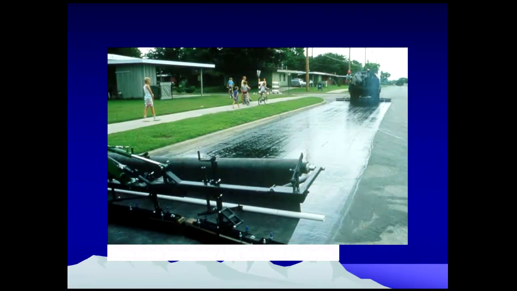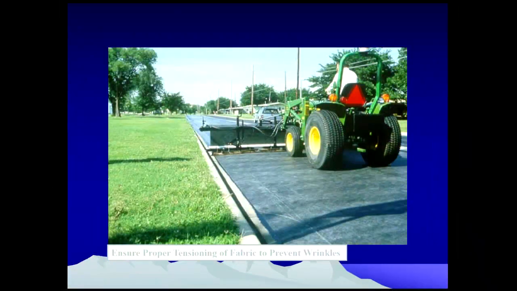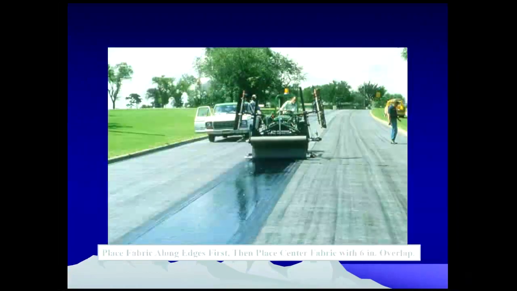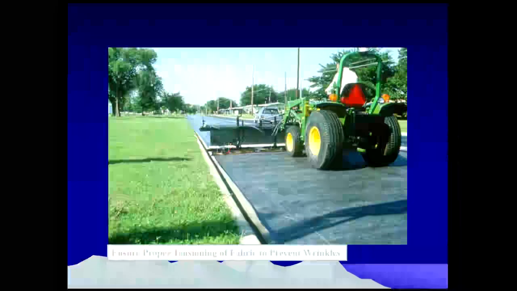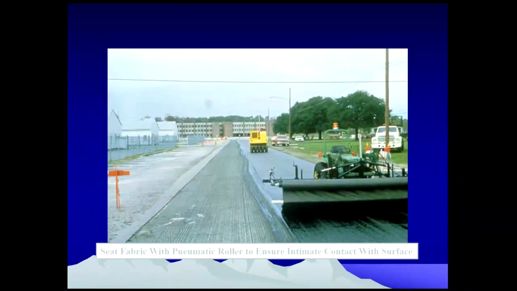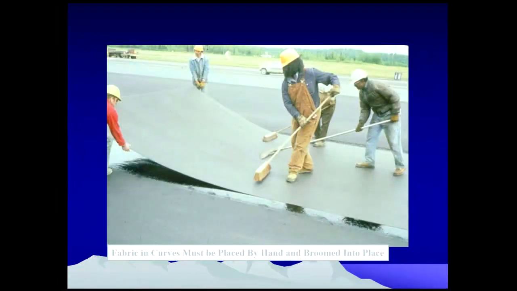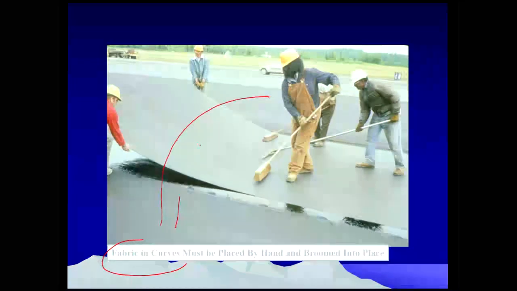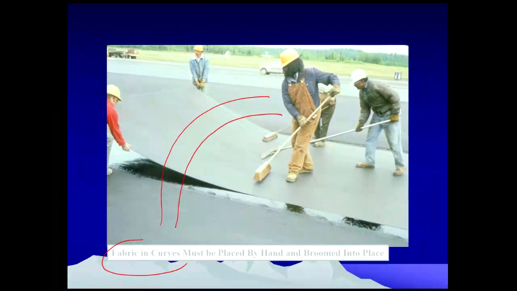Then, when laying the coats, ensure proper tensioning, and ensure that the fabric does not wrinkle too much. This is a manual fabric placement in curves, because in curved sections it is sometimes difficult to place this. So use simple manual methods like this to avoid wrinkling of any geotextile materials.